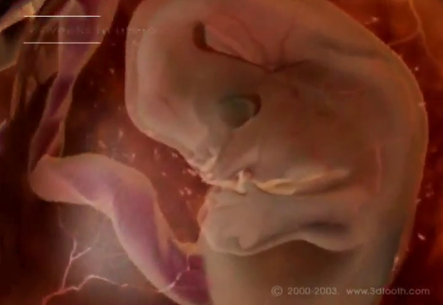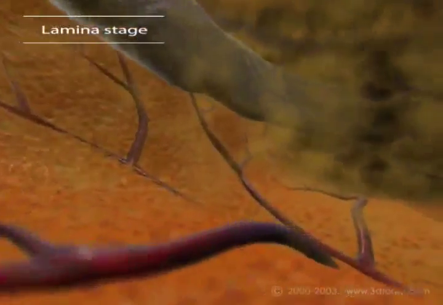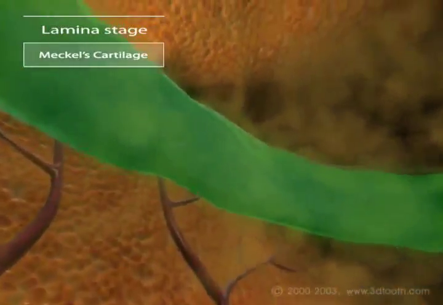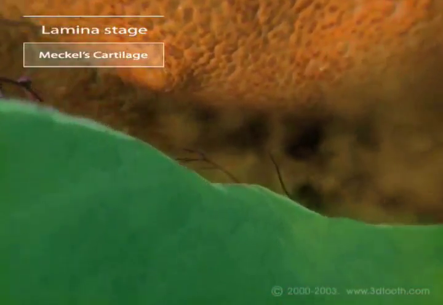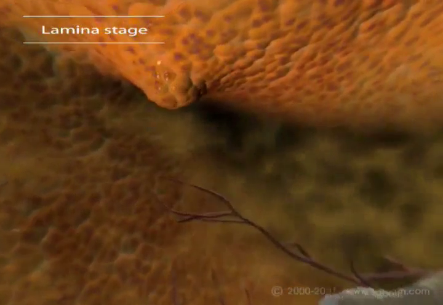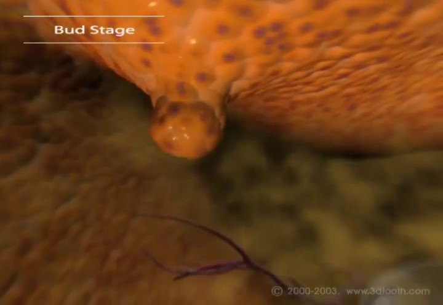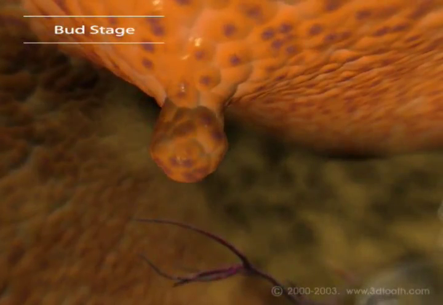As we get closer, we can see other key players in the formation of our dentition. Meckel's cartilage provides support for the developing tissues, and the blood vessels that help shape the embryonic teeth are present. By now, the lamina has grown into a bud.